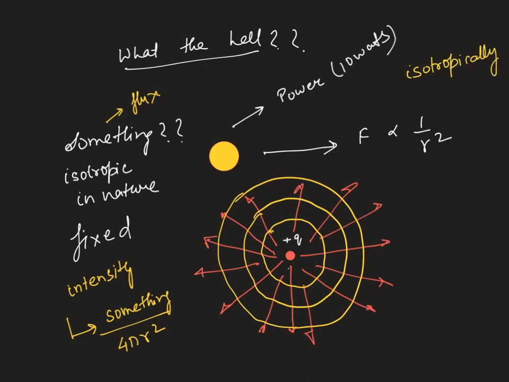Very important word. So as that something moves out in space isotropically, equally in all directions, its intensity decreases. And what is intensity? That we learned from the last page. That was something. Now I should replace this something with flux. So that intensity is going to be flux upon 4 pi r squared, because this flux, this something, is being distributed equally in all directions.